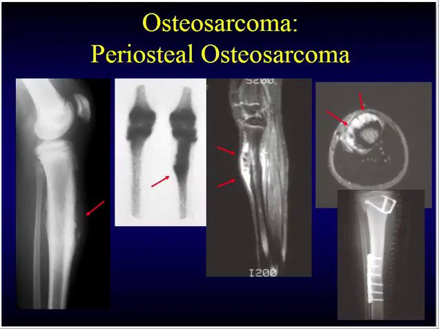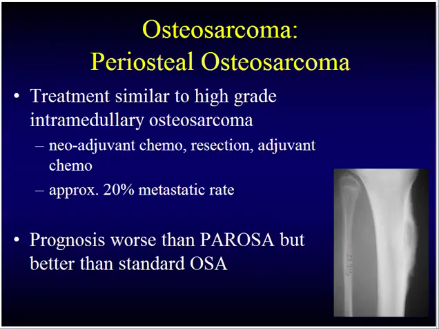Here's another one from the femur, from the tibia. Same thing, little saucerization, very hot on bone scan. Little change there, but not yet in the intramedullary contents. So this is a periosteal osteosarcoma. Treat it how? Same as high-grade intramedullary osteosarcomas. Neoadjuvant chemo, resection with chemo. Only about 20% of these metastasize. So it's worse than parosteal, but better than standard osteosarcoma. You have to know that there are 3 different subtypes, so you don't confuse them.